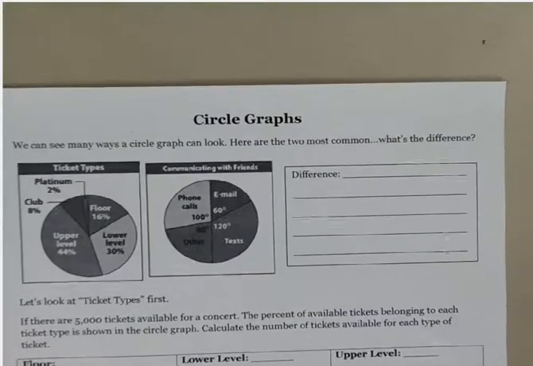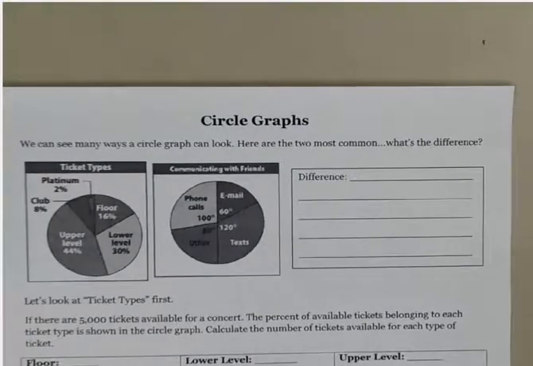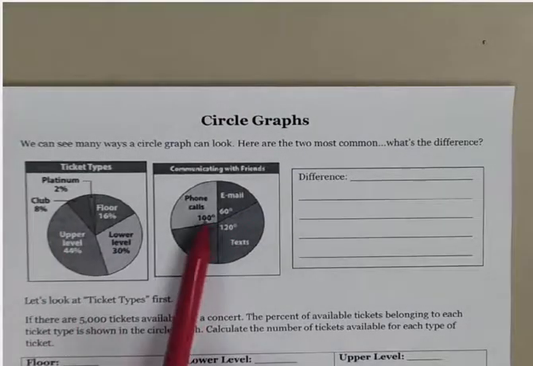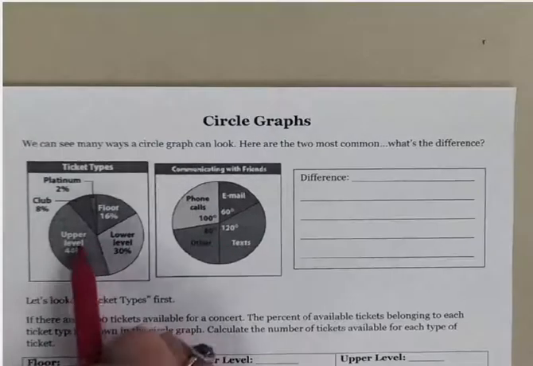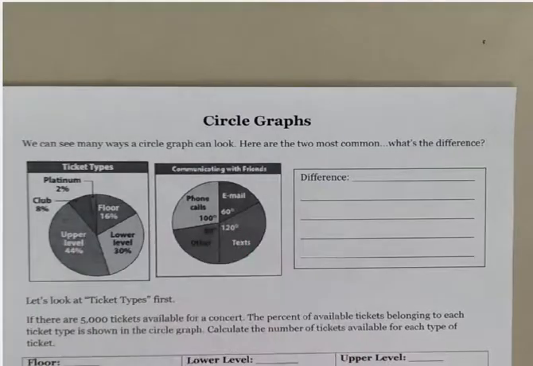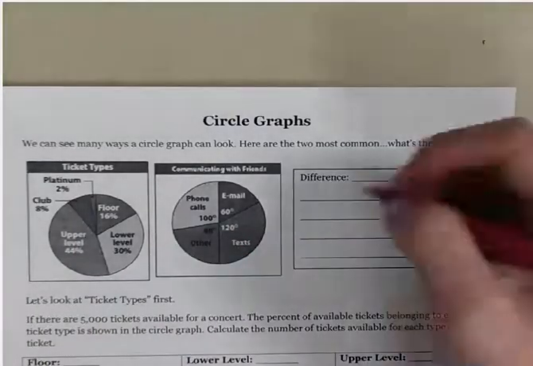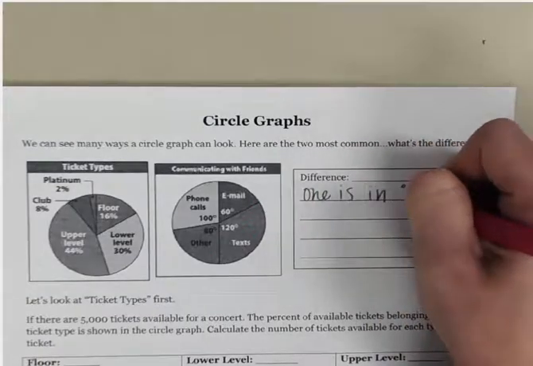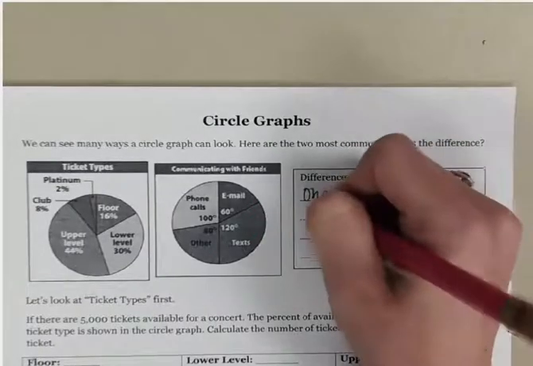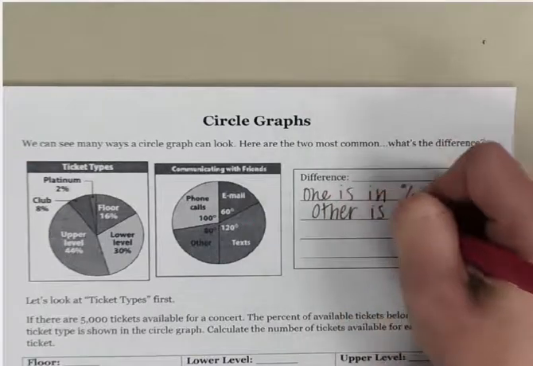Alright, so circle graphs is next. We can see many ways a circle graph can look. Here are the two most common. What's the difference? What do you see in the difference between these two circle graphs? I see percentages here, and I see degrees here. So the difference is, one is in percents, the other is in degrees.